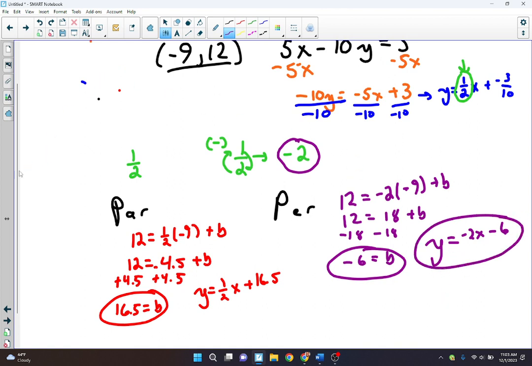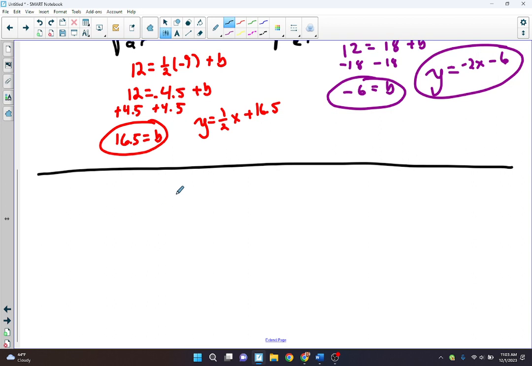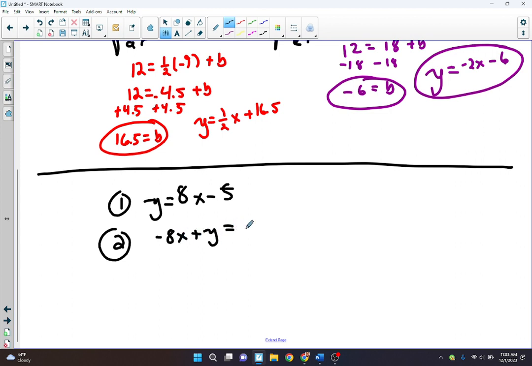There's going to be one more section on the test, which is just comparing two slopes. So what I'm going to give you is equations, and you're going to tell me if they're parallel or perpendicular to each other. So say equation 1 was y equals 8x minus 5, and line 2 was, let's do negative 8x plus y equals 2. So in this situation, you have to figure out if it's parallel, perpendicular, or neither.